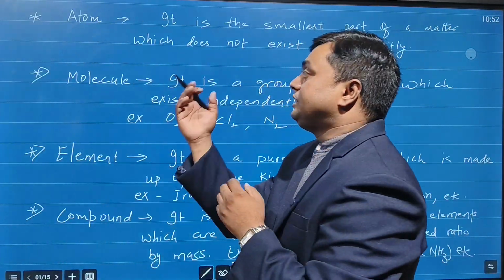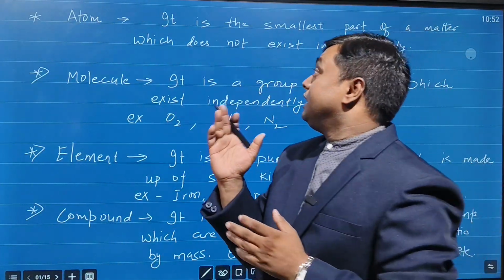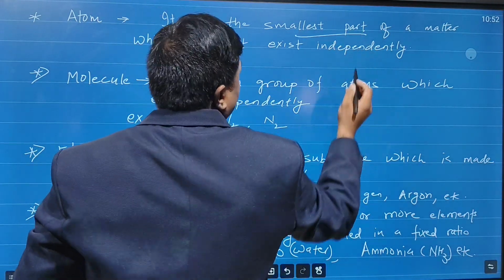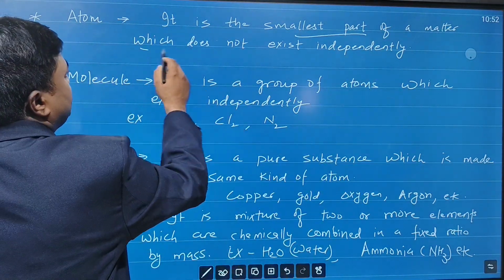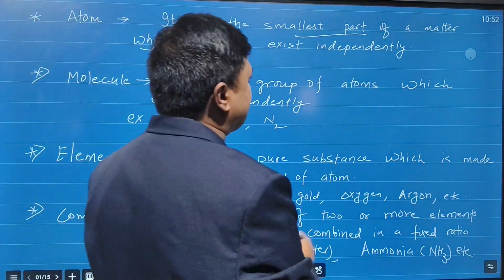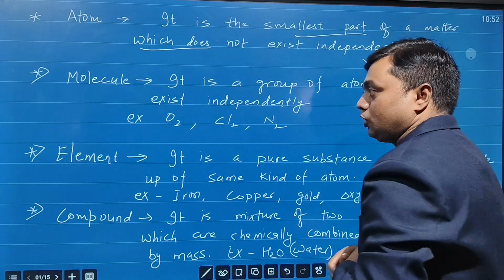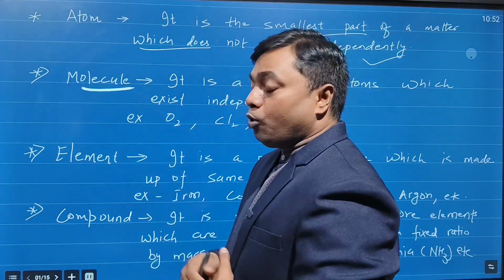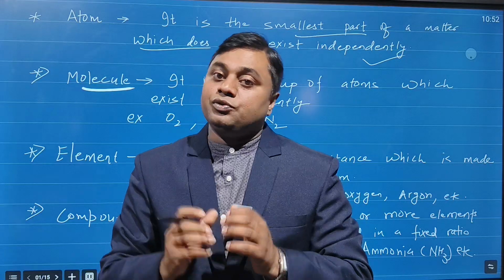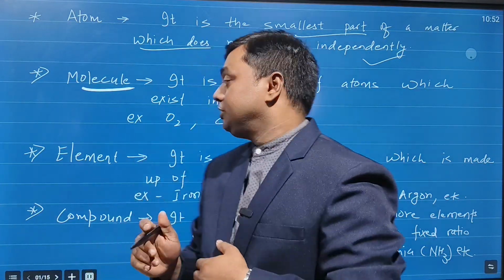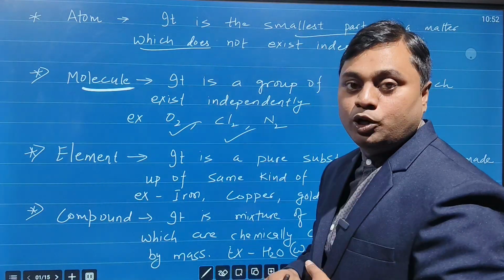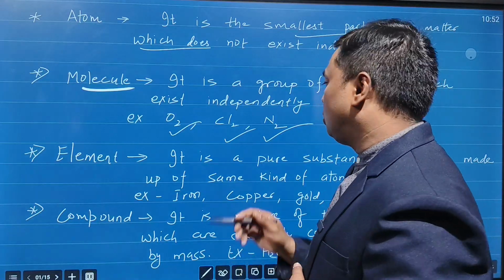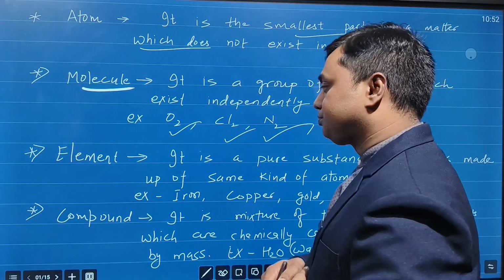So let's see the definition. What is atom? It is the smallest part or particle of the matter which does not exist independently. Yes or no? What is a molecule? It is a group of atoms which exist independently. Like oxygen is a molecule, chlorine is a molecule, nitrogen is a molecule. Yes or no? Ozone, O3, is a molecule.